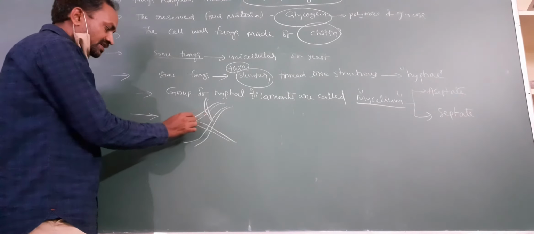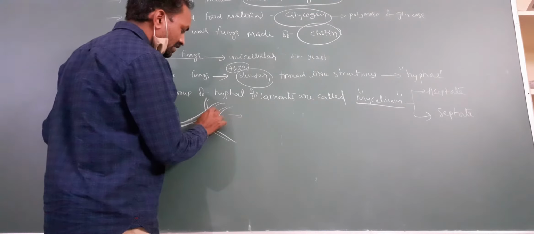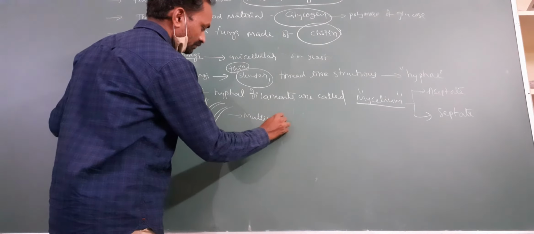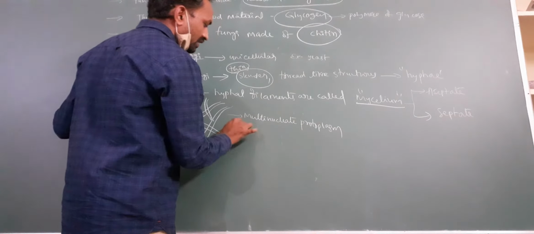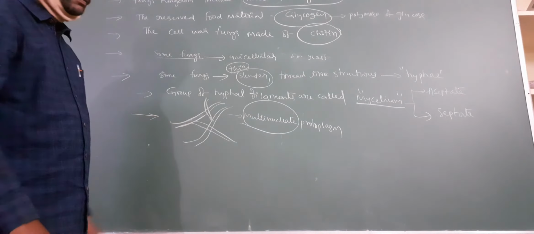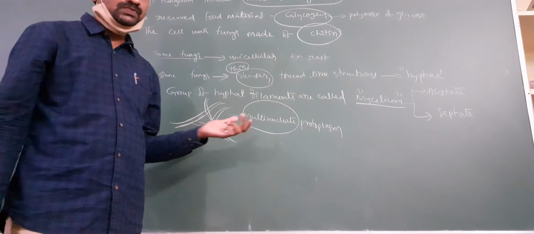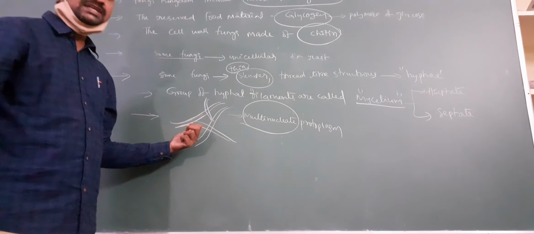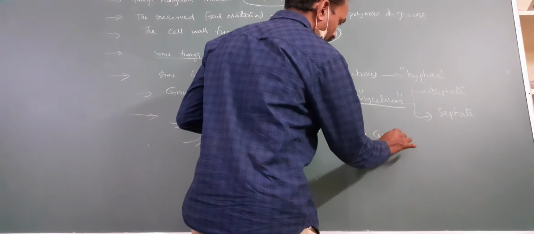In these tube-like structures, multinucleate protoplasm is present. What is multinucleate? Multinucleate means more than one nucleus is present. Multinucleate protoplasm is present in aseptate mycelium. This condition is called coenocytic. Coenocytic condition. Okay.